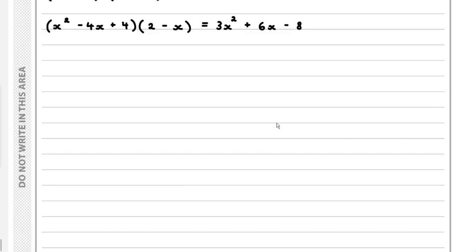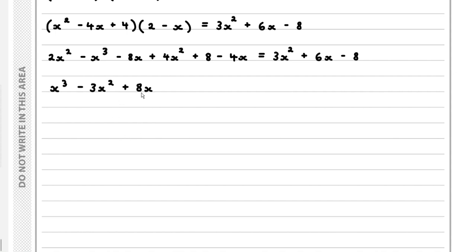Now, what we need to do is expand the brackets. So here I've got x squared times 2, which is 2x squared, x squared times negative x, that's negative x cubed, negative 4x times 2, that's negative 8x, negative 4x times negative x, that's positive 4x squared, 4 times 2 is 8, and 4 times negative x is negative 4x, and this is equal to 3x squared plus 6x subtract 8. So what we need to now do is simplify everything and gather everything over to one side and set the other side equal to 0. So I've got x cubed subtract 3x squared plus 8x subtract 16 equals 0.